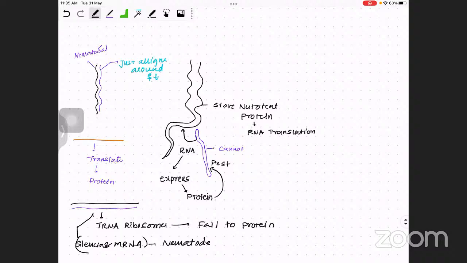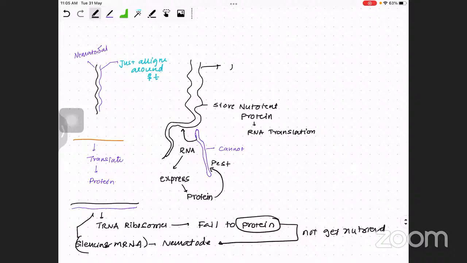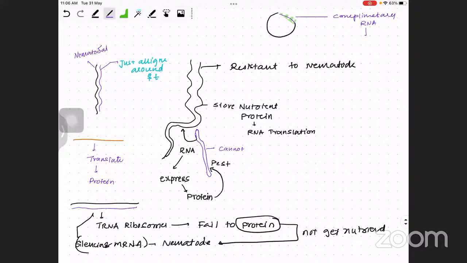So if RNA is not synthesizing protein, your nematode will not get nutrient. Then the plant will be resistant to nematode. So how did we do that? We took a plasmid. We developed a DNA fragment which is producing a complementary RNA strand, and that complementary RNA strand will be aligned to nematodal RNA, and it will become double-stranded RNA, which fails to produce protein.